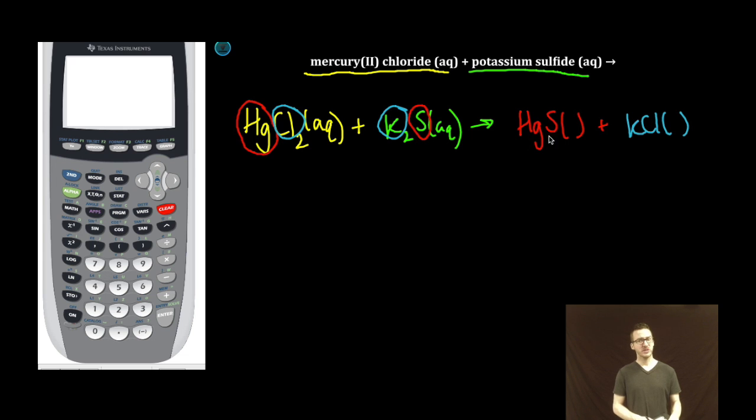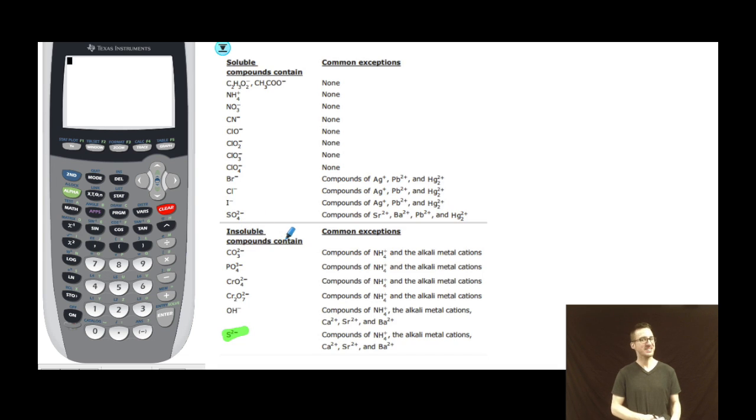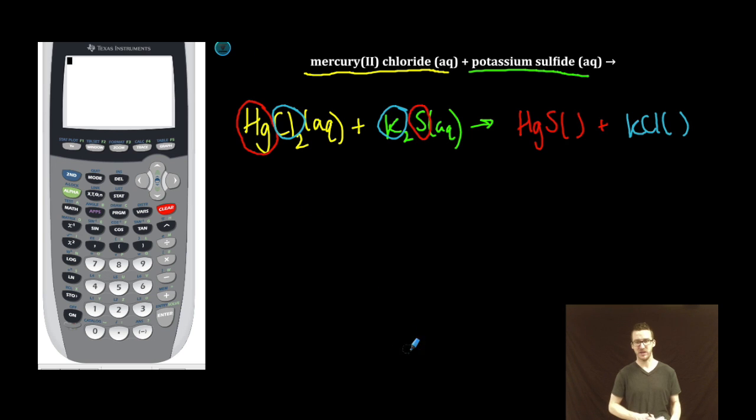As I look at mercury sulfide, the anion here, sulfide, is in the insoluble compounds list. Now there are some exceptions, however, mercury 2 is not one of them, which means that my mercury 2 sulfide is going to be the solid precipitate that forms.